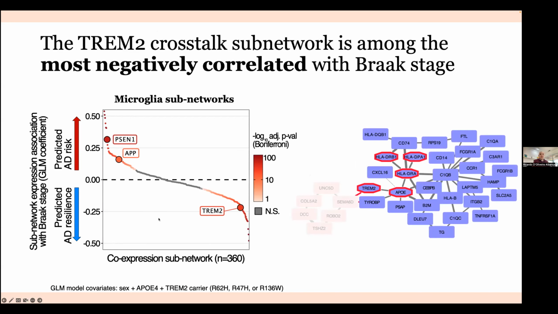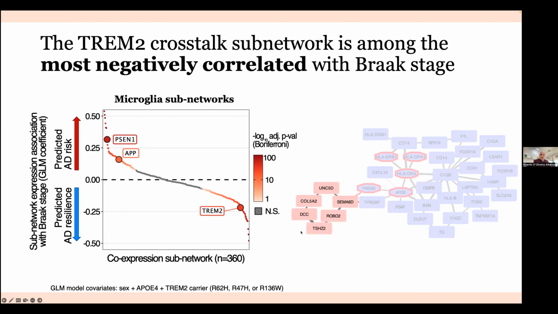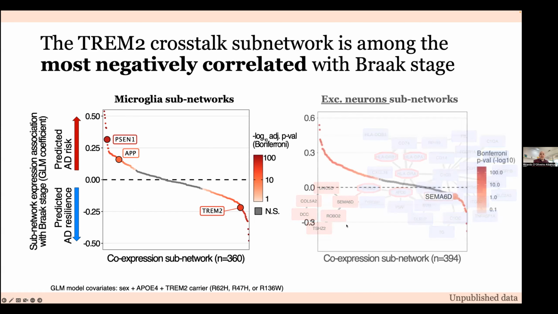And here are all the microglia subnetworks. And you can see that our TREM2 subnetwork is among the most negatively correlated with Braak stage, which suggests that it has a protective role in AD. And if we flip sides and do the same thing in neurons and look at the SIMA6D subnetwork, you can see that it agrees in the direction of effects, suggesting that this crosstalk as a whole has a protective mechanism in AD.